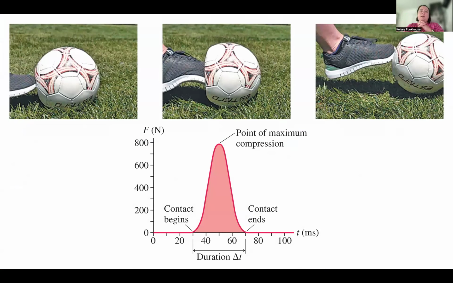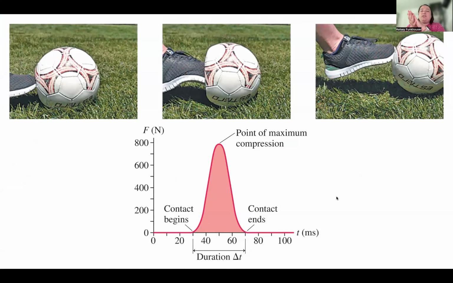During that time, the foot is applying a force to the ball. Here is a graph of force over time. At the beginning, when the contact first begins, only a bit of the maximum force is applied to the ball. Then we get to a point where the maximum force is applied. This is also the point of maximum compression of the ball. And then the force starts to drop off as the ball starts to leave the foot.